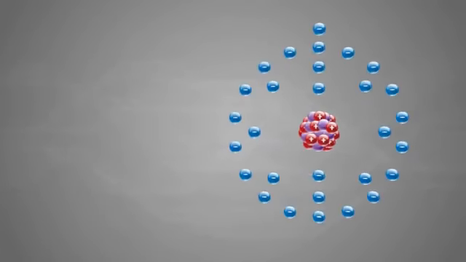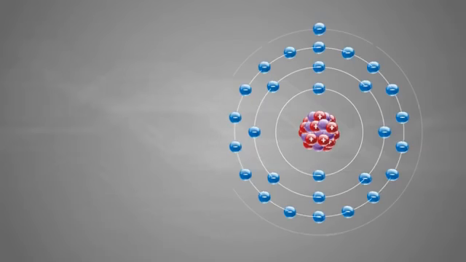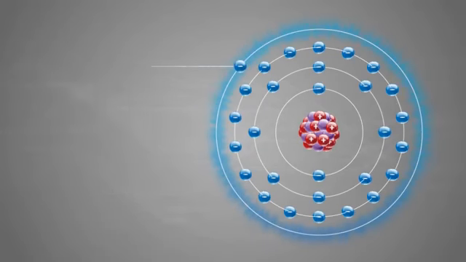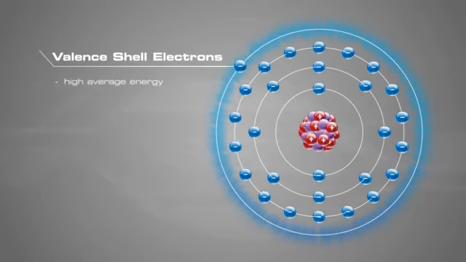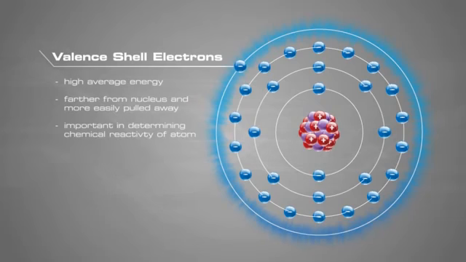The electrons in the partially filled outermost shell determine the chemical properties of the atom. It is called the valence shell. Electrons in outer shells have higher average energy and travel further from the nucleus than those in inner shells. This makes them more important in determining how the atom reacts chemically and behaves as a conductor.